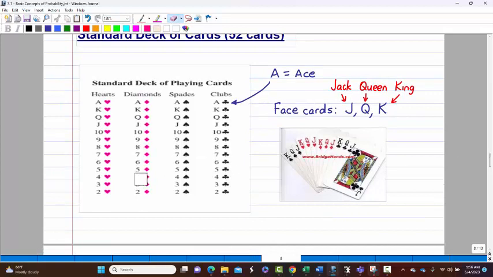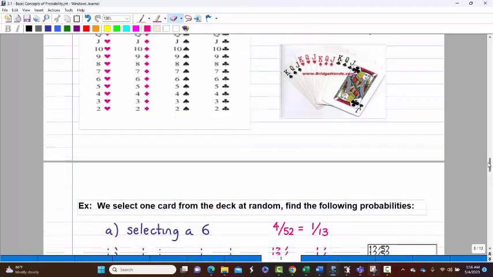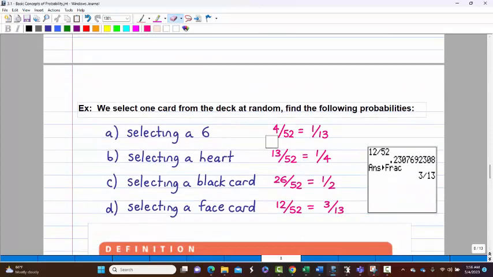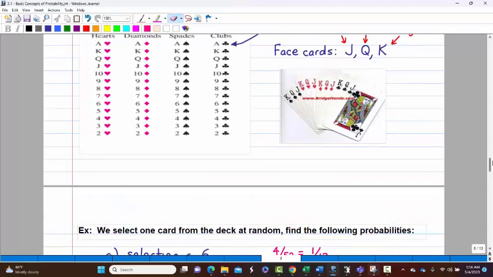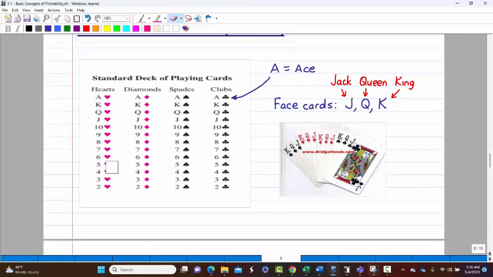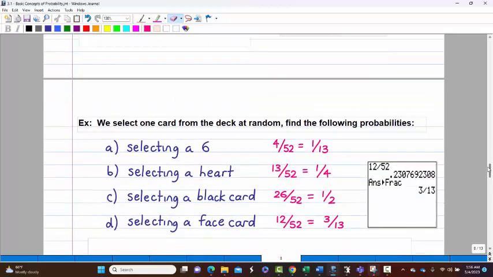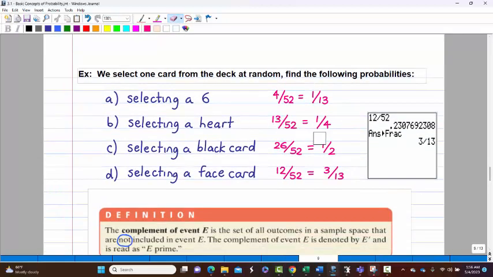So we know it's still out of 52. We want to know how many 6s we have. We have 4 6s. 2 red ones, 2 black ones. 4 divided by 52, which reduces to 1 over 13. What's the probability of selecting a heart? Well, there are 13 hearts. So it's 13 out of 52. And that reduces to 1 over 4.